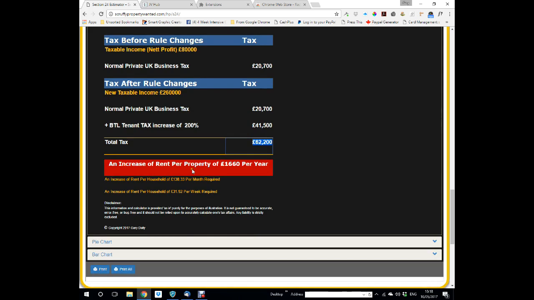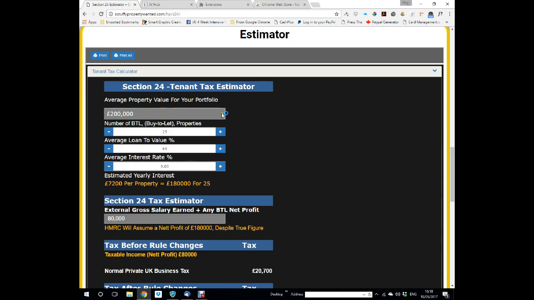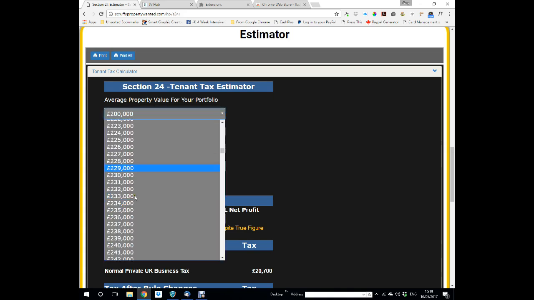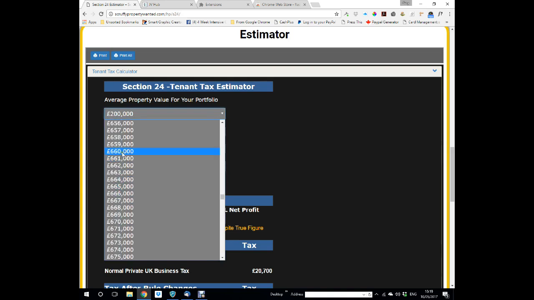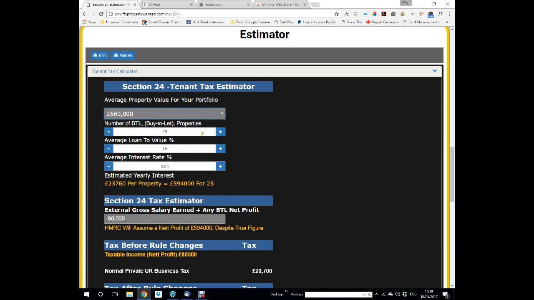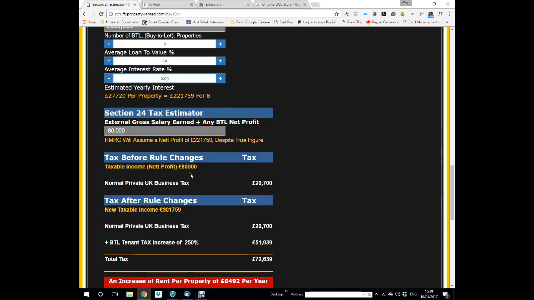So you've now got an increase of rent per property required of £1,660 per year. And obviously, as the value of the properties increases, say you're in Kensington or something like that, and each property is worth, say, £660,000. Okay, and you have a portfolio of 8 properties with an average loan to value of, say, 70%. Leave the stress test as it is. You've got to look at your worst case scenario.